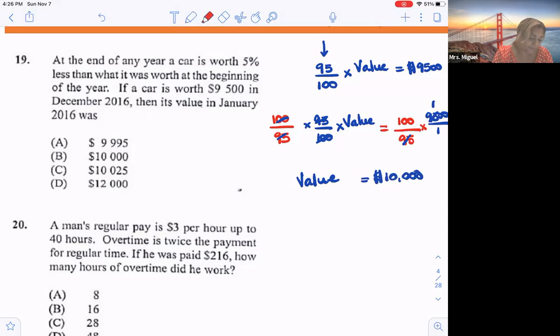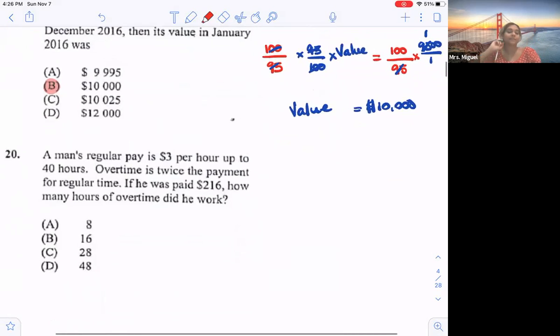Let's think about it. Isn't 5% 5 over 100? And isn't that 5% of 10,000? So if the car was worth 10,000 and it dropped by 5%, the car is now worth 9,500. And that one is a repeat question.